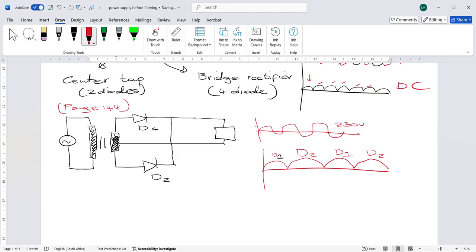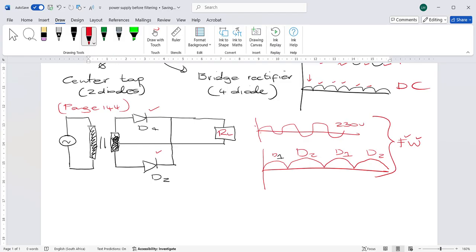During the positive half cycle, this one is on. During the negative half cycle, this one becomes on. So they keep on switching. When D1 is on, D2 is off. When D2 becomes on, D1 becomes off. So as a result, this becomes what? A full wave rectifier. So that's our RL in this case.